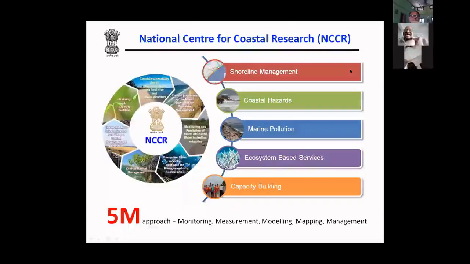The basic thing is that in a country like India, the coast is divided between two ministries. One is the Ministry of Environment, Forest and Climate Change, and the other is the Ministry of Earth Sciences. The Ministry of Environment, Forest and Climate Change does all the management aspects. However, the Ministry of Earth Sciences does the scientific research, particularly on coastal science. Based on that, we have a long program on pollution. Shoreline management is also one of our longest programs.